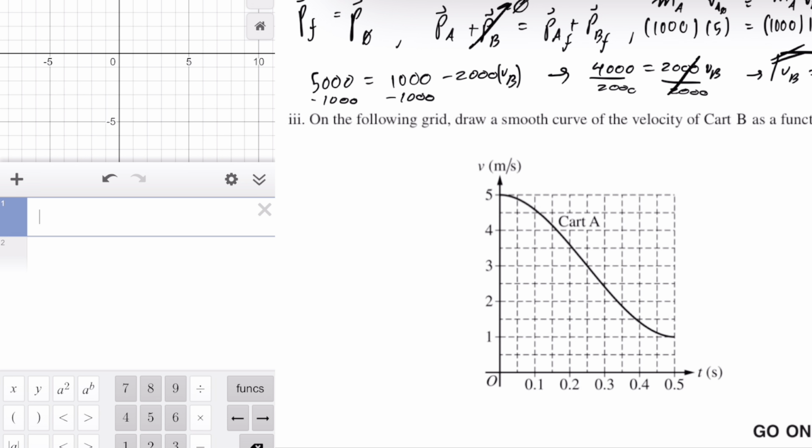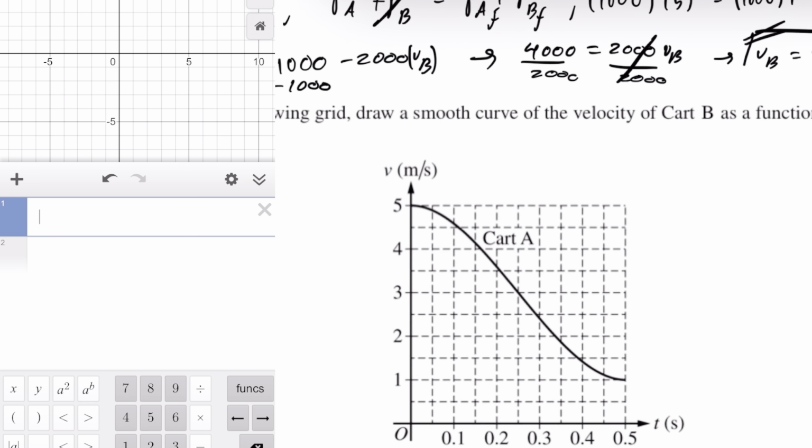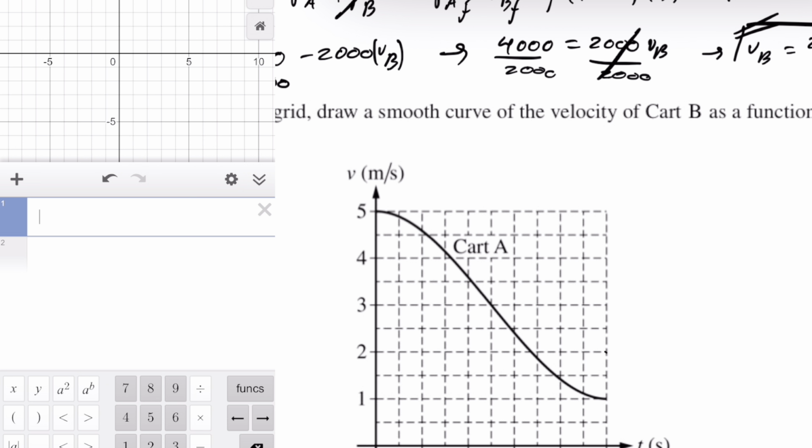So on the following grid, draw a smooth curve of the velocity of cart B as a function of time. Well, you might be thinking, we didn't get a function of time for cart B, so how am I going to know? All you need to understand is that the momentum of cart B starts at 0. So here's our y-intercept. And we know that V has to end with a velocity of 2 meters per second.